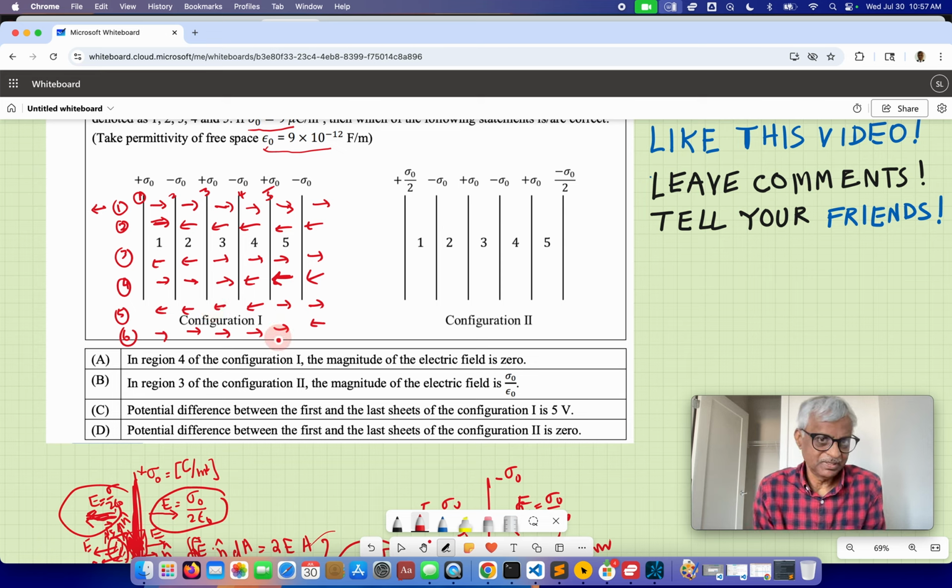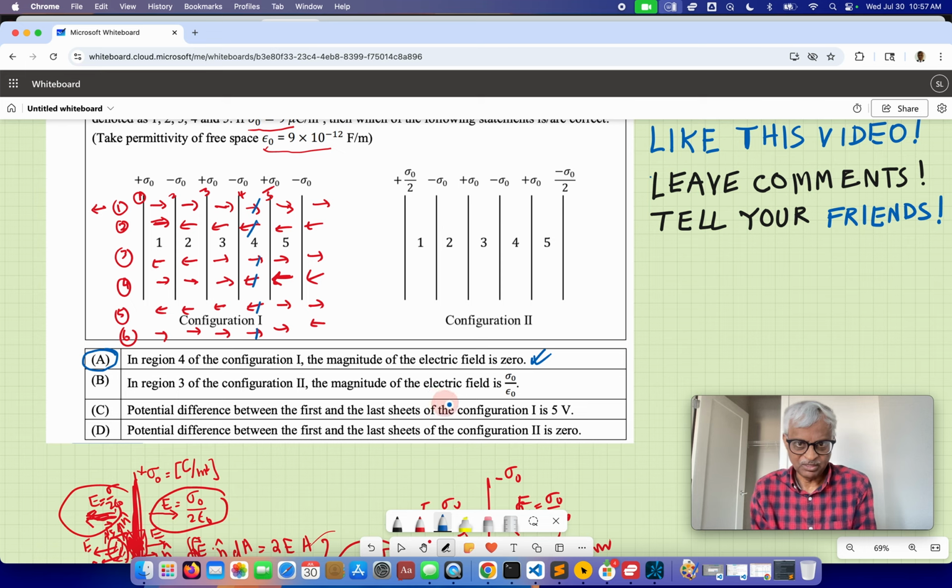So now we just have to see how much cancels. Let's look at which cancels which. Let's say this cancels that, this cancels that, this cancels that. So the electric field will be 0. This is correct. So this one is correct.